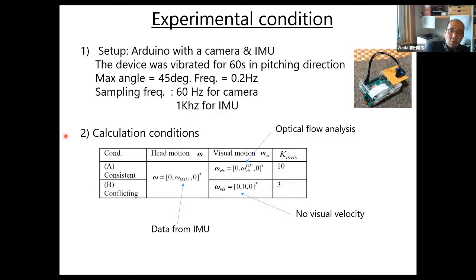And here, similar to the numerical simulation mentioned above, we have two conditions for calculation. For both conditions, the data from IMU was used for head motion input of the model. In a consistent condition, the visual velocity measured by optic flow analysis of the video image was used as a visual input of the model. And in B, conflicting condition, no visual velocity was inputted to the model, which imitated reading a book in a moving car, right? Okay.